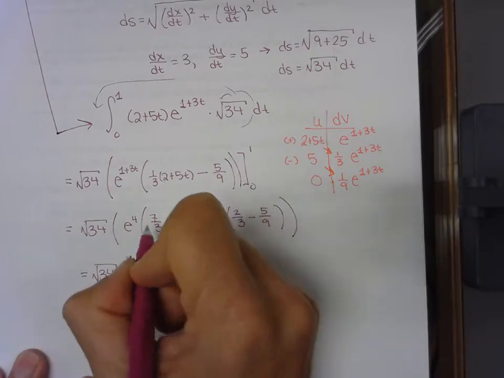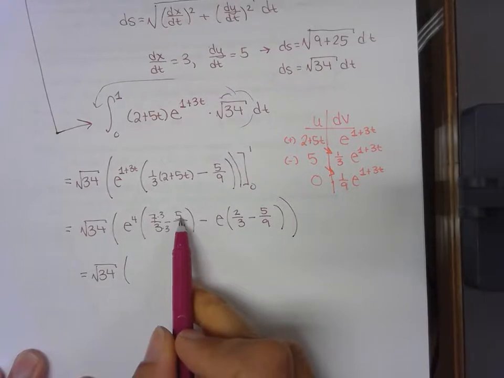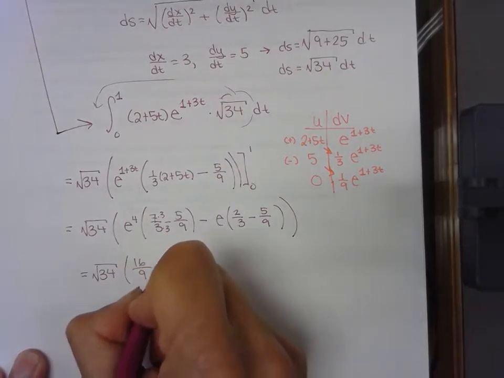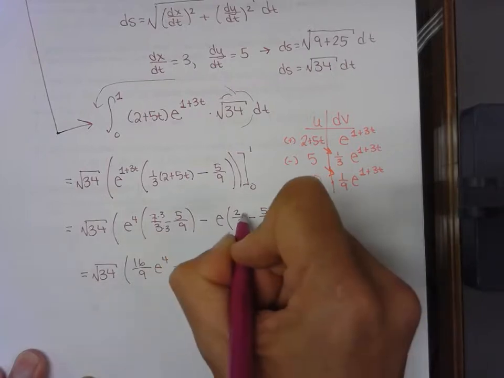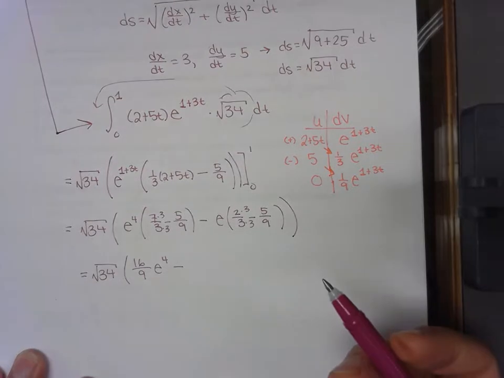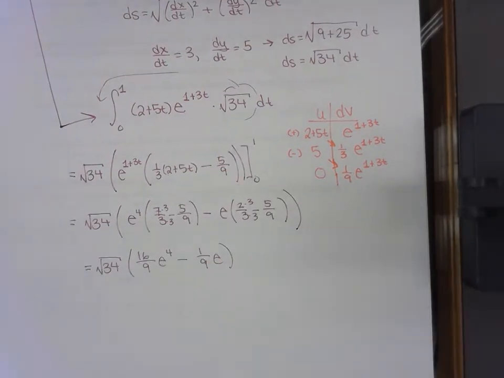Okay, common denominator is 9. So 21 minus 5, 16. So 16/9 e to the 4th minus 6 minus 5, 1/9 e. If you wanted, you could factor out a 1/9. You could also factor out an e if you wanted to factor out everything. I'm just going to leave it with this.